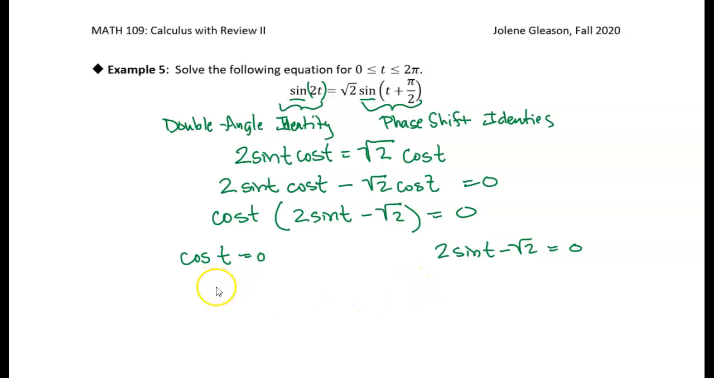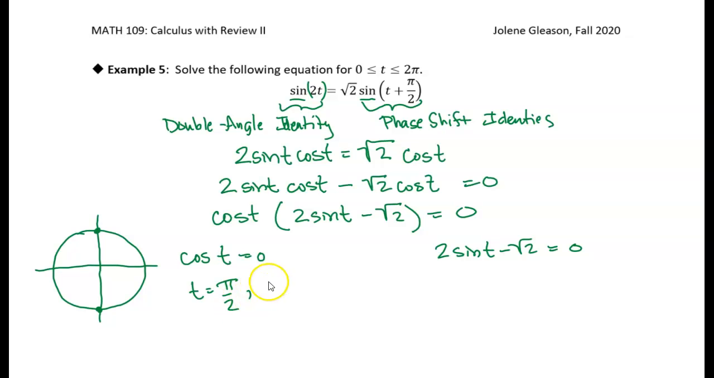All right, so where is the cosine of t equal to 0? If I look at my unit circle, cosine is the x-coordinate, right? So the x-coordinate is 0 here and here, right? And I'm looking for the values of t between 0 and 2 pi. So that's good. I can just use one cycle of the unit circle. So t is equal to pi over 2 and 3 pi over 2. Okay, those are the values of t that make cosine of t equal to 0.